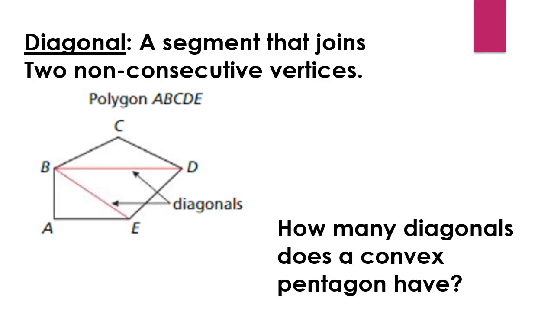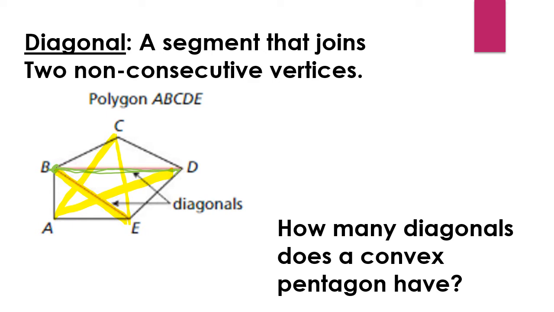of a regular polygon. A diagonal is a segment that joins two non-consecutive vertices. For instance, if I start here at vertex B, I can draw a diagonal that goes from B to D. I can also draw a diagonal that goes from B to E. If you start drawing all the diagonals of a convex pentagon, we end up with a total of 5 diagonals.